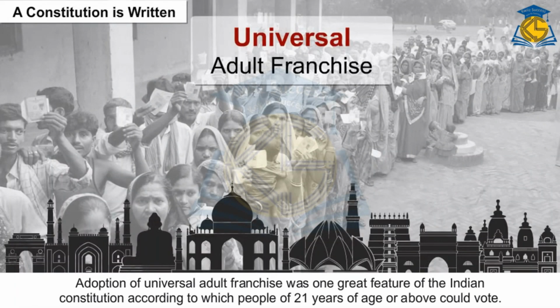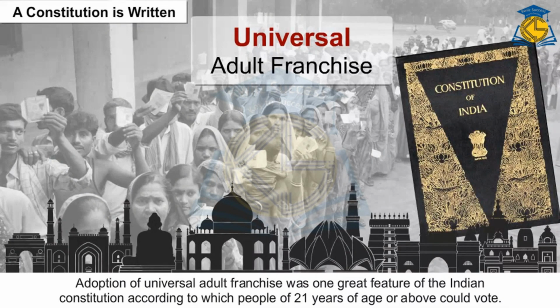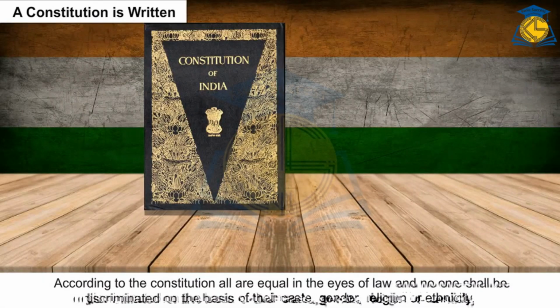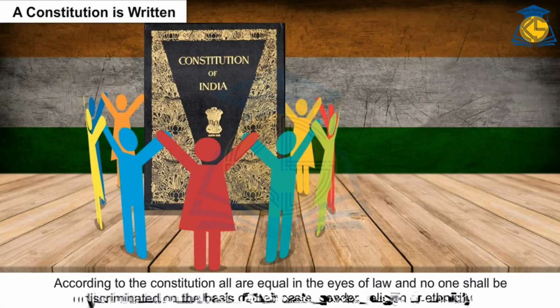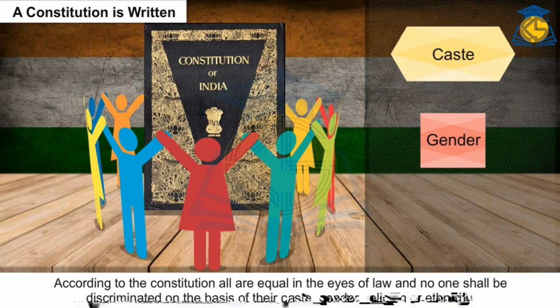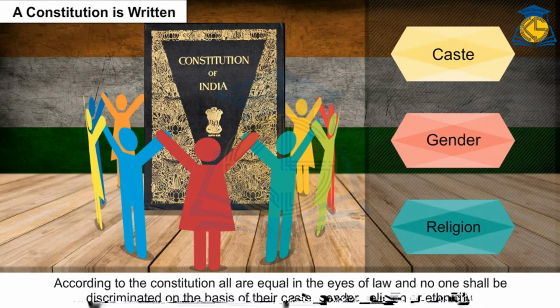Adoption of universal adult franchise was one great feature of the Indian Constitution, according to which people of 21 years of age or above could vote. According to the Constitution, all are equal in the eyes of law, and no one shall be discriminated against on the basis of their caste, gender, religion, or ethnicity.